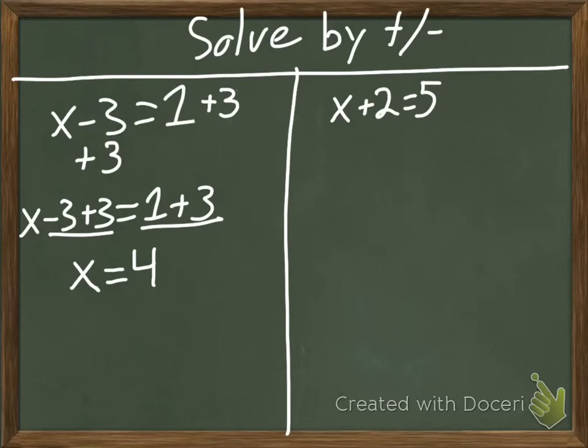On the right side here, we have x plus 2 equals 5. This is going to require subtraction. So I want you to go ahead and watch me as I solve this using subtraction. And then I want you to discuss in your group what happened.